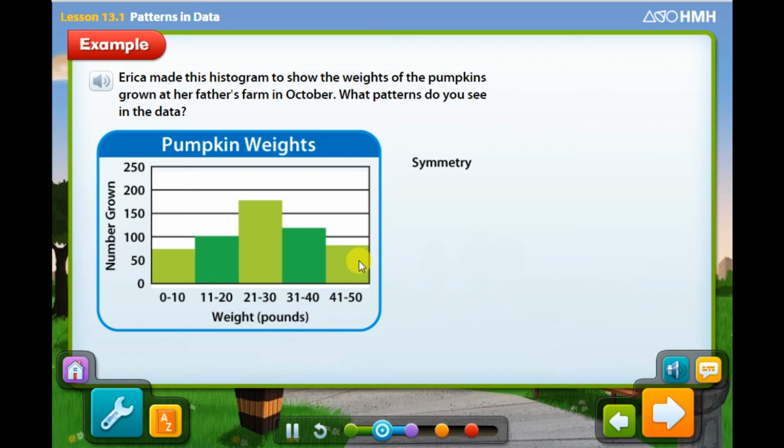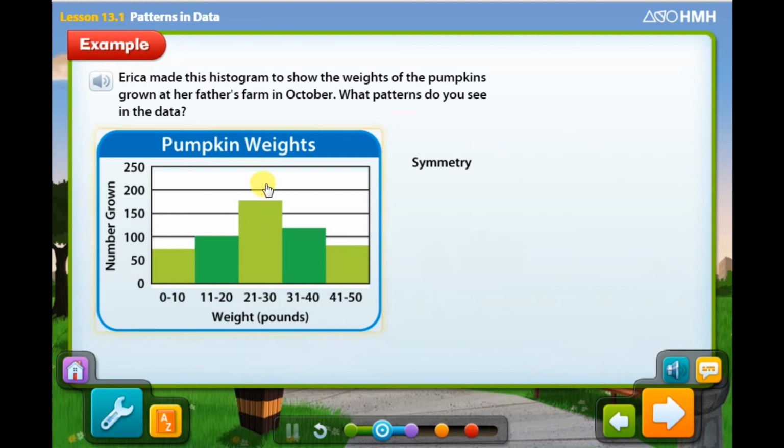Finally, let's see if the histogram has symmetry. What's symmetry? A figure has line symmetry if you can draw a line through it so that the two parts are mirror images of each other. Does the histogram have any symmetry? Symmetry means if you make a line of symmetry in the middle of the shape and you fold the shape into two parts, the two parts will exactly match.